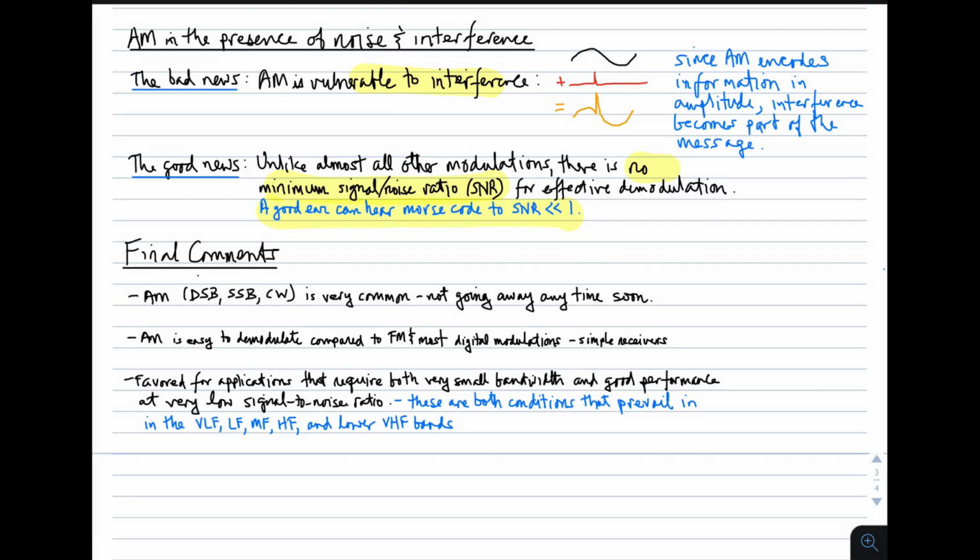Now, granted, there are other ways to deal with this problem, but AM has the strength that there is no minimum signal-to-noise ratio. And that's in direct contrast to a modulation like FM, where we will see that FM does require a certain minimum signal-to-noise ratio in order to work properly. So an important distinction.